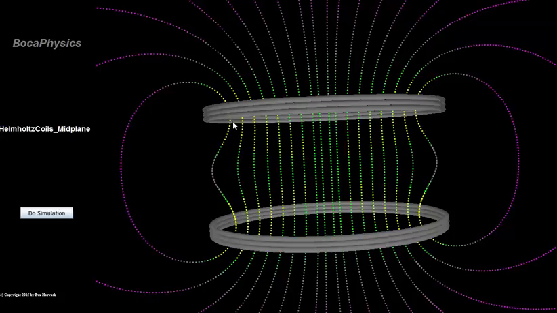Notice that there are some regions where the magnetic field has a little bit greater magnitude, up here, here, here, and here. However, in the region between the coils, the color is fairly uniform and the lines are fairly straight, indicating a fairly uniform magnetic field.